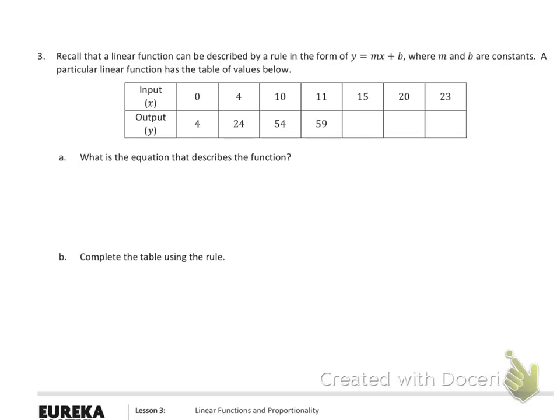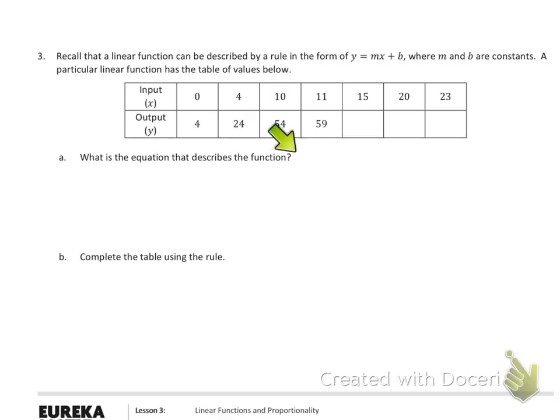Okay, so we played a game with this one in class, but let's look at this here. Here we're given input and output. Now we're not told what this function is, but that it has these values. So this is a linear function, can be described by a rule in the form of y equals mx plus b, where m and b, remember, are constants. So here's a table of values. What is the equation that describes the function?